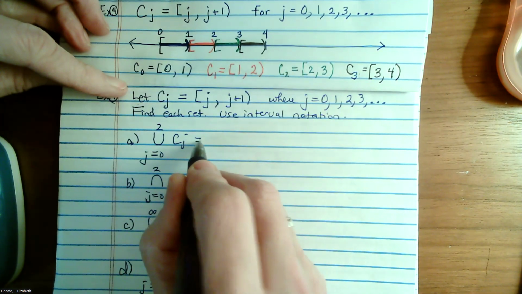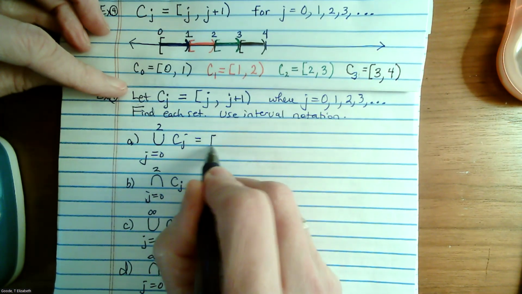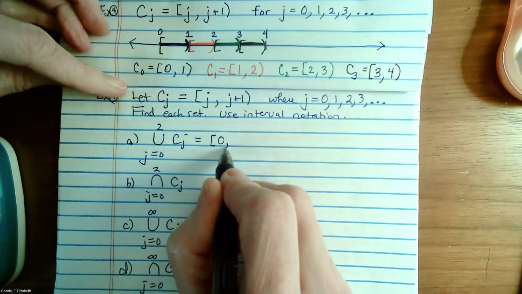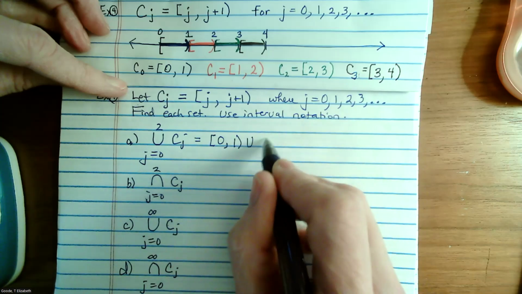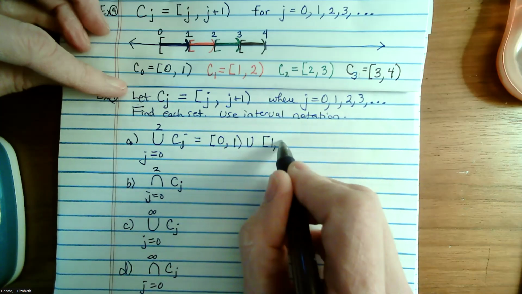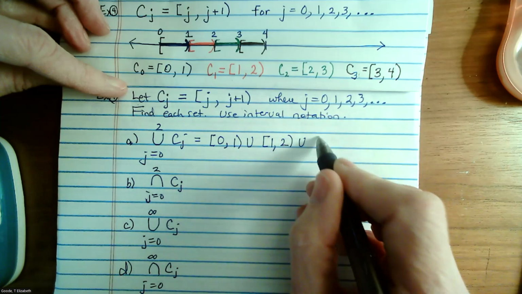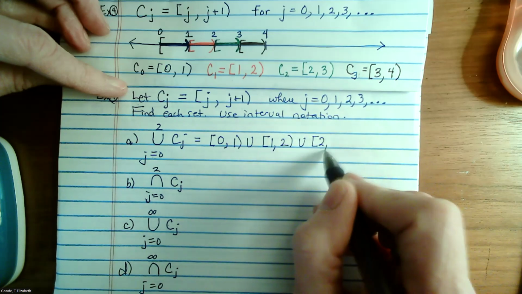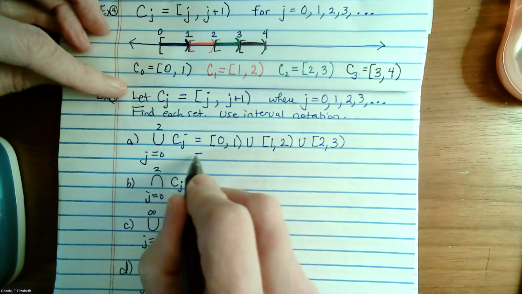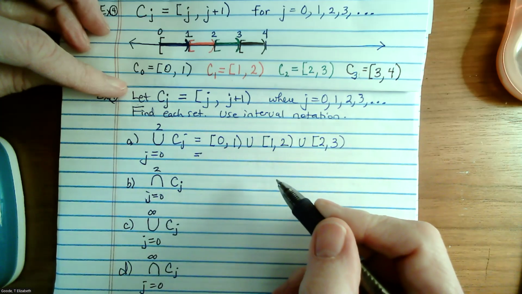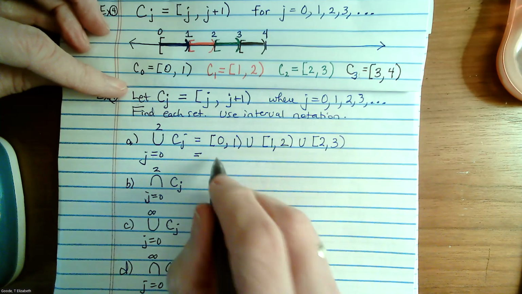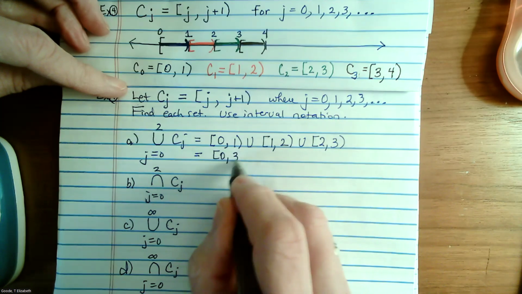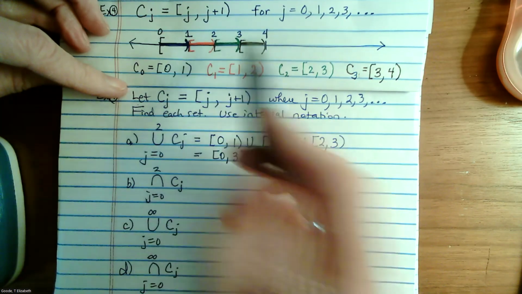So if we take the union of C0, union C1, union C2, what do we get, folks? 0 to 3, not including 3. That's right, because we're not leaving anything out.